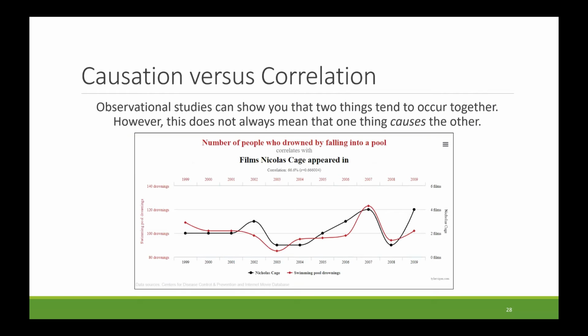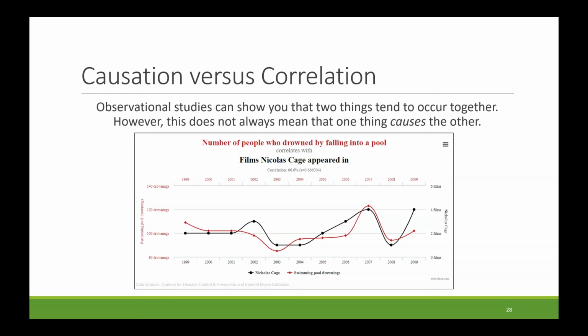And that's shown in the black line. And if you look at the red line and the black line, you can see that these two things correlate with each other decently well. They track each other. When Nicolas Cage's movies go up, so do pool drownings. And when his movies go down, so do the drownings. But obviously, people drowning does not cause Nicolas Cage to star in movies or vice versa.